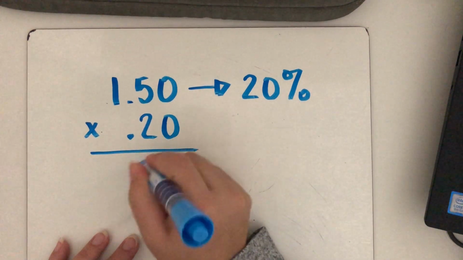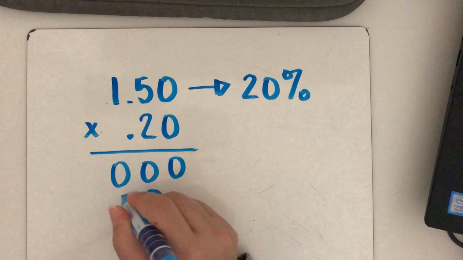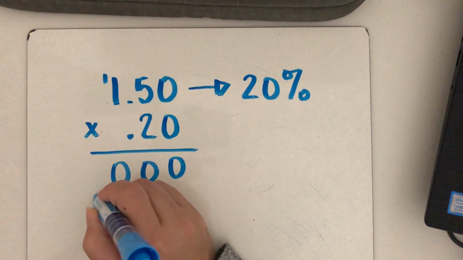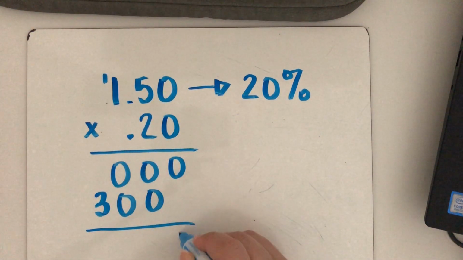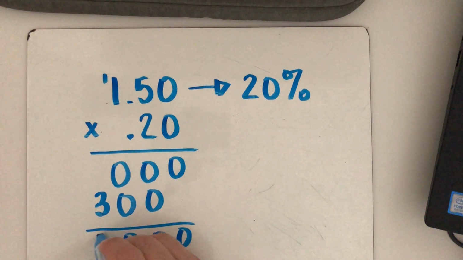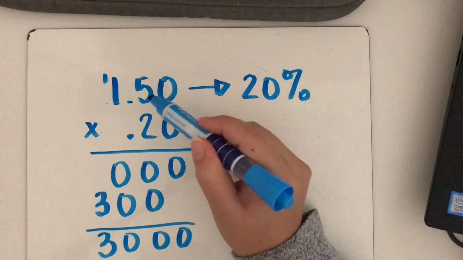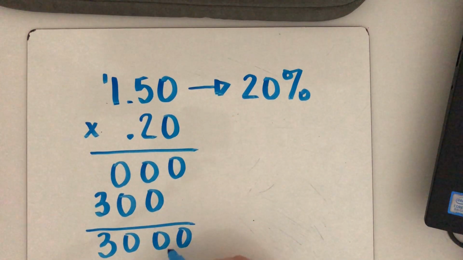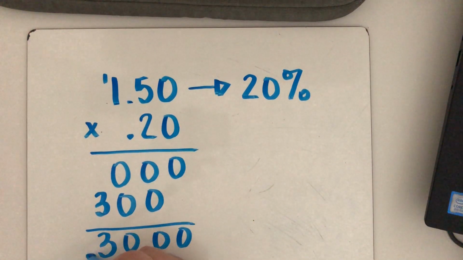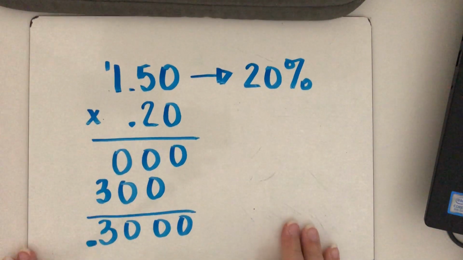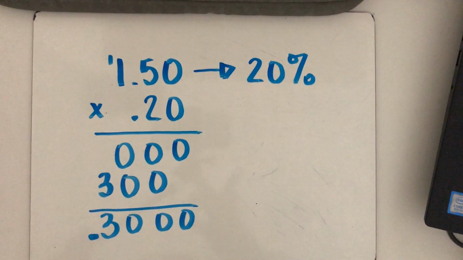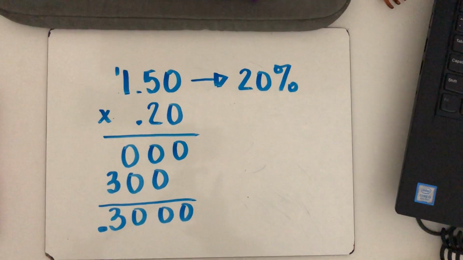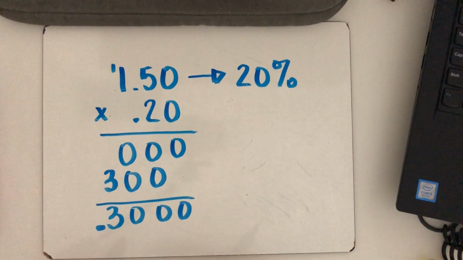So 0, 0, 0, 0, 10, and then that gives me 3. Bring down everything. Now, I dealt with 1, 2, 3, 4 decimal places, so I'm going to place the decimal about here. That tells me that 20% of $1.50 is going to give me 30 cents.